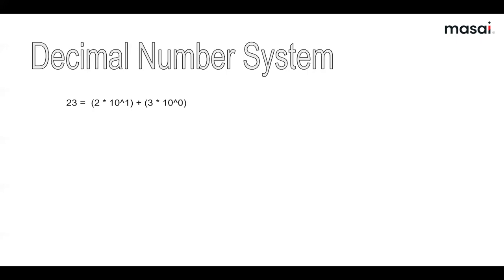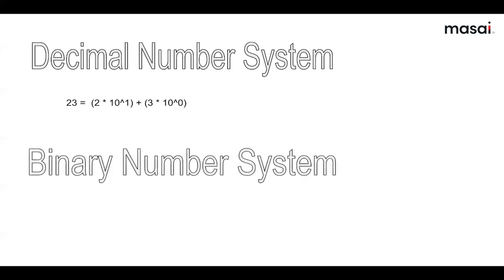Now, when we come to the binary number system, as the name suggests, it has only two options: a 0 or a 1. That's it. For every position in your number, you can have only two options. You can either put a 0 or a 1. You just have two options.